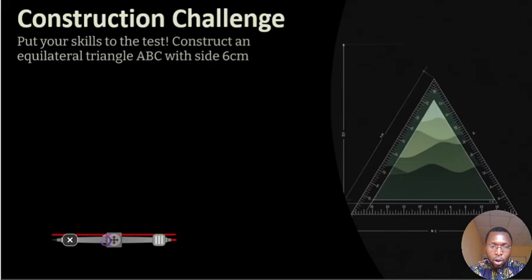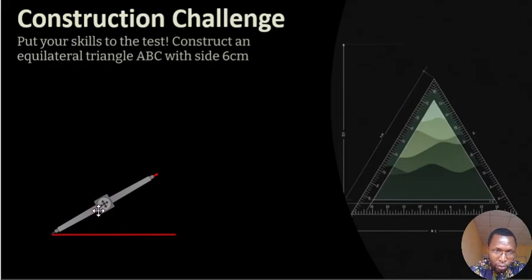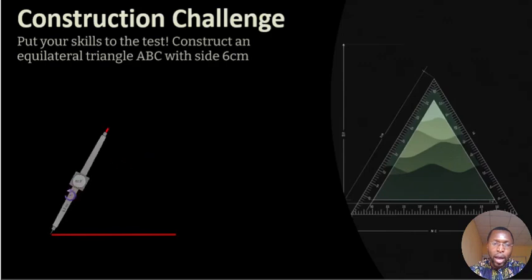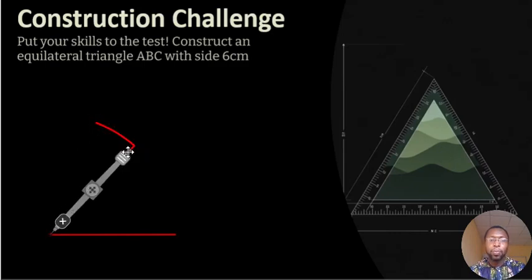Then rotate your compass a little, and the next step is to place the tip of the compass on the first end of that base. Place it there, and rotate it also a little, almost to the center of the line. From there you can now make an arc. You make an arc like this.